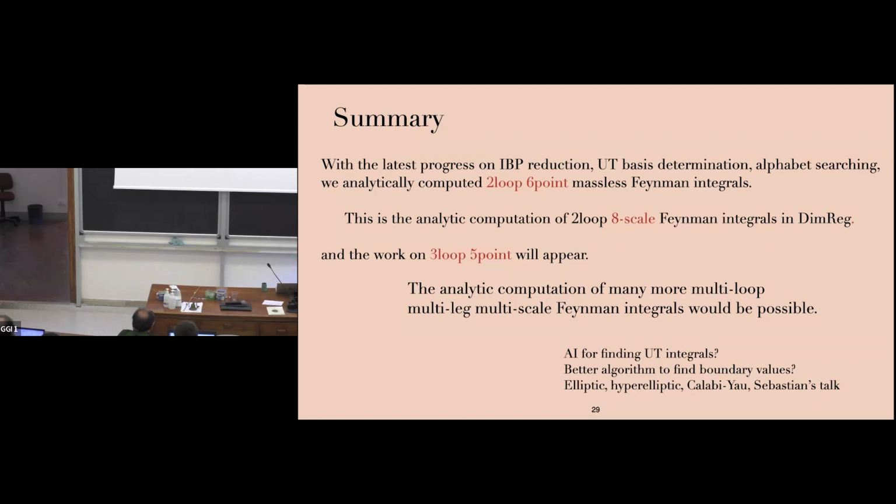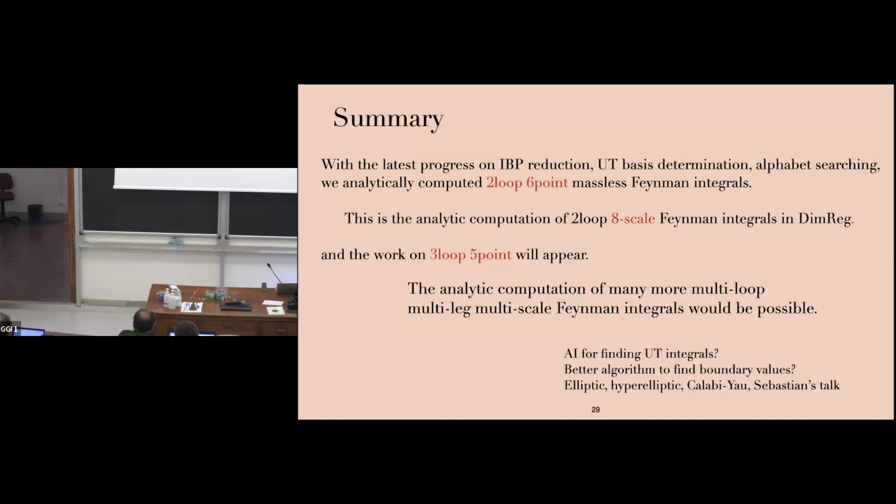Sometimes we are really just following the direction of beauty. We try to find some nice, beautiful integrand, and it's more likely that that is UT. We don't know the reason for that. It could be a quite good problem for AI. We think to use AI to find the UT integrals.